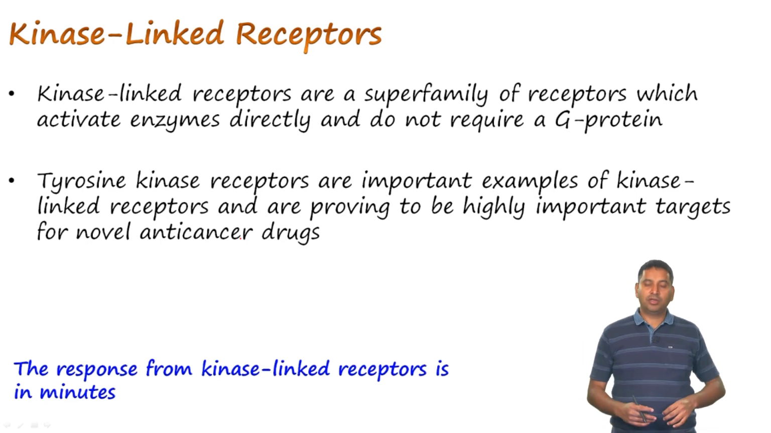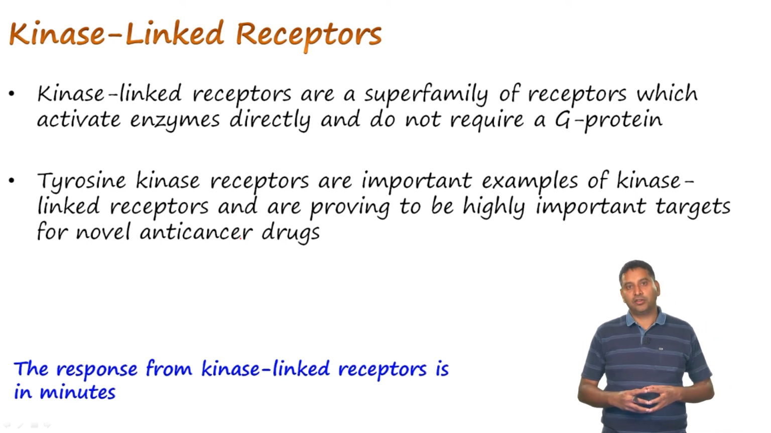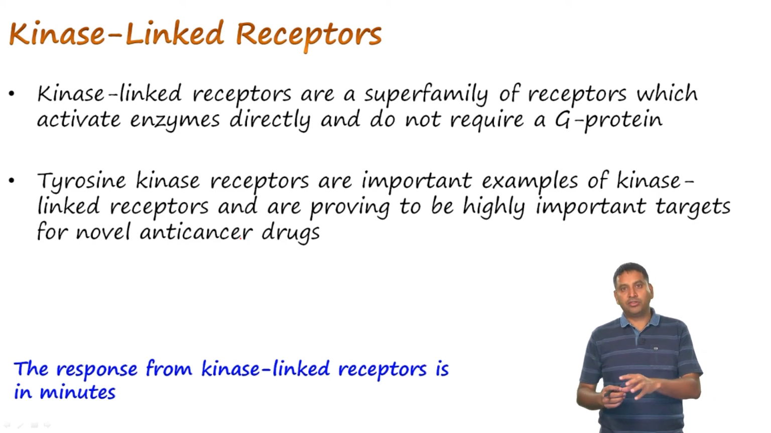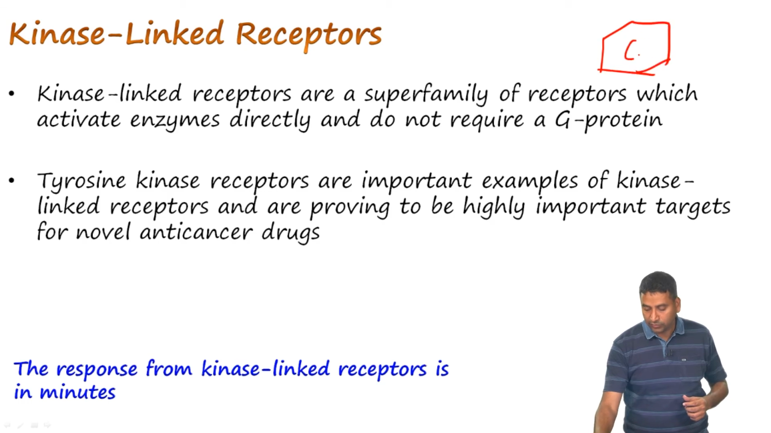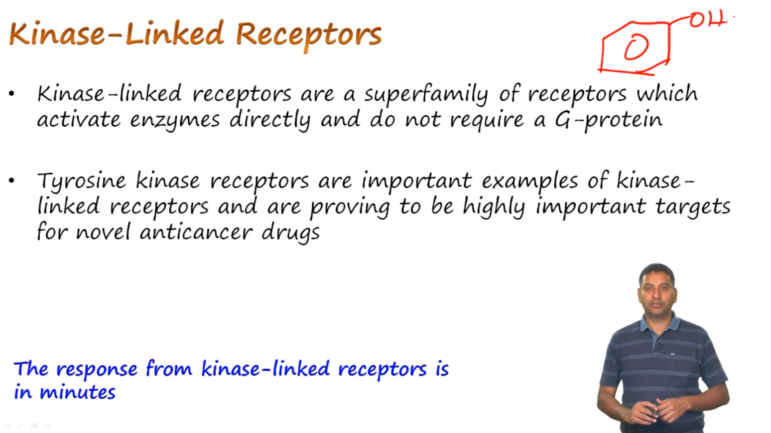The third type of receptors are kinase-linked receptors. Kinase-linked receptors are a superfamily of receptors which activate enzymes again, but they do not require a G protein. Tyrosine kinase are important examples of kinase-linked receptors. Tyrosine, as you know, has a phenolic residue. And they are very important targets in developing novel anti-cancer agents. The response from kinase linked receptors is typically in minutes.